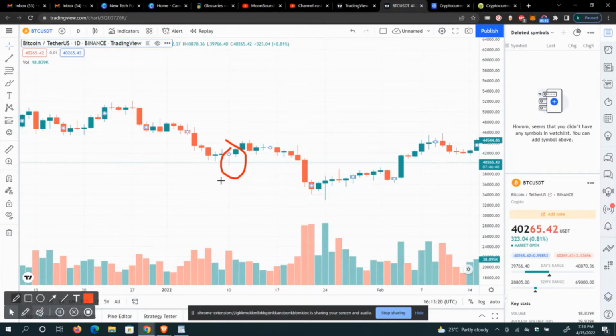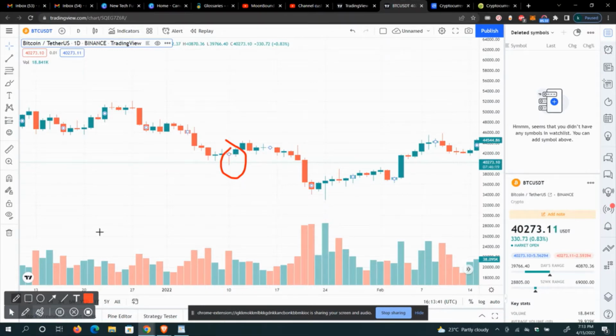Something like that simply means a doji. It simply means, let's say the market closed yesterday at the price of 40,000, and the market started today at 40,000 and also ended at the same 40,000. That is what a doji simply means.